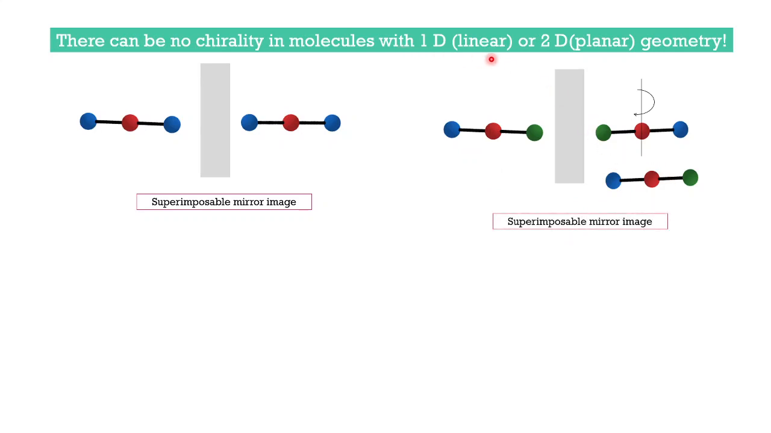So linear molecules cannot be chiral. I've taken both the examples, symmetric and unsymmetric. And then let's move on to planar geometry.